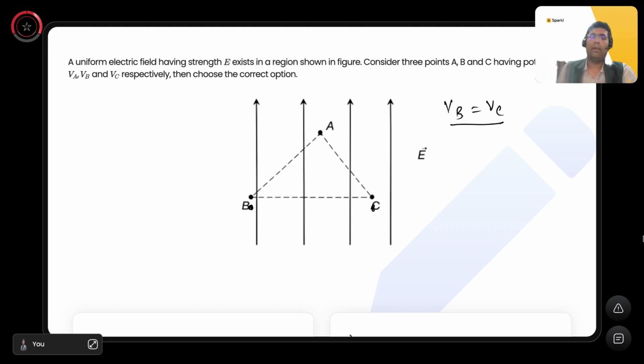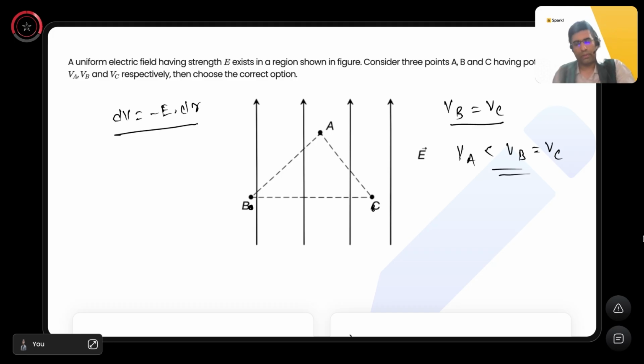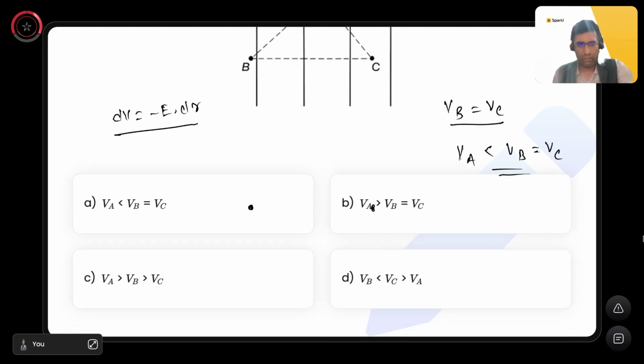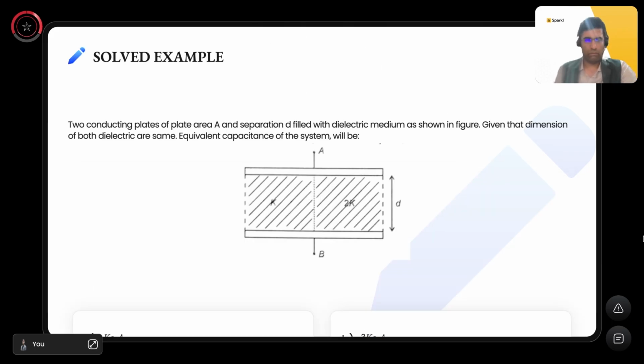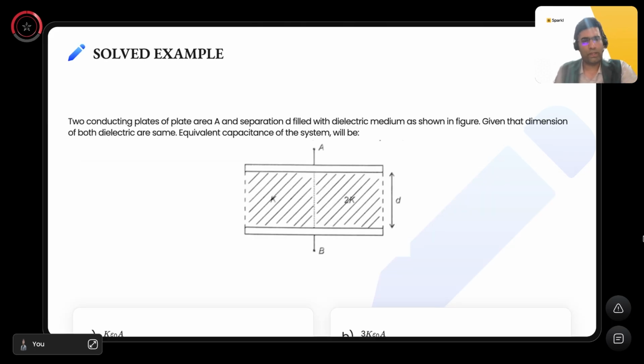All right, and we know that potential decreases in the direction of electric field. dV is equal to minus E dot dr. Potential decreases in the direction of electric field. So VA will be less than VB and VC. So this will be my option. VB and VC will be equal and they will be greater than VA. This will be my answer. All right. Yes. This question again.